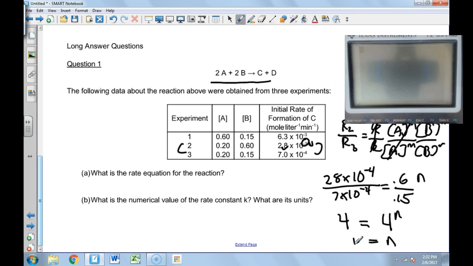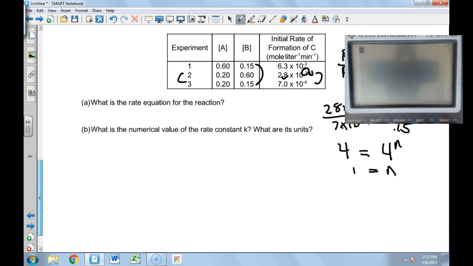Okay, now we're going to do the same thing here for A. We're going to pick the experiments where the concentration of B is held constant, and so that's going to be here. Let me extend the page and we will do some of this work down here. I'll do it in a different color just to make sure that we don't get confused. And so we're going to do R, and I always try to put the bigger one on top, so it's R1 over R3 equals K, and again, those K's cancel out, and then the concentration of A to the M.